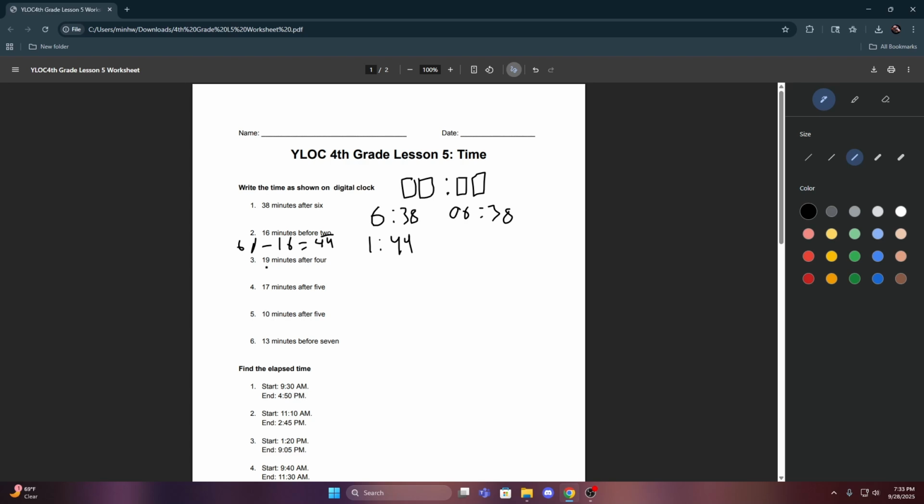Let's just try one more. Let's try 3. 19 minutes after 4. Again, we know that 4 here is the hour, and then we will do these dots. And then we know 19 minutes after, meaning adding on, so it is simply 4:19.